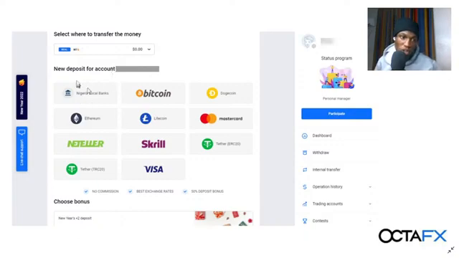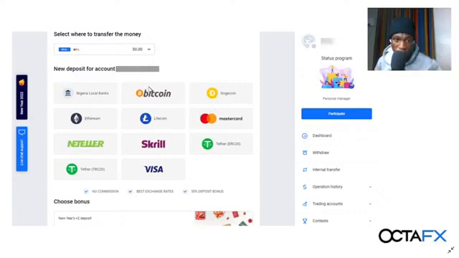If you're in Nigeria, you can use the Nigerian local bank option, where you can do a transfer to a local bank. When you click on it, the details are going to come out where you can do your transfer.